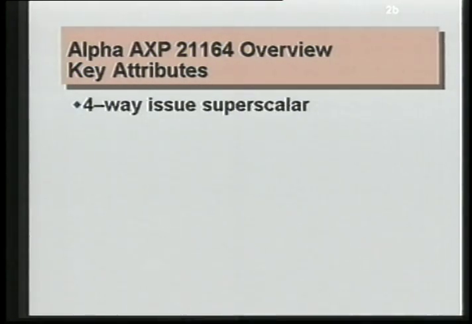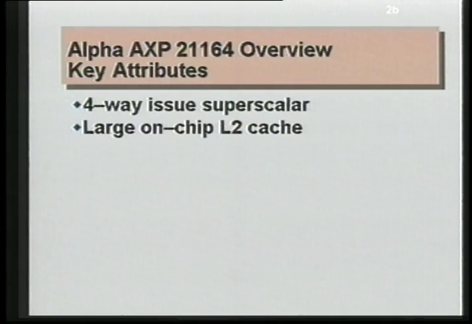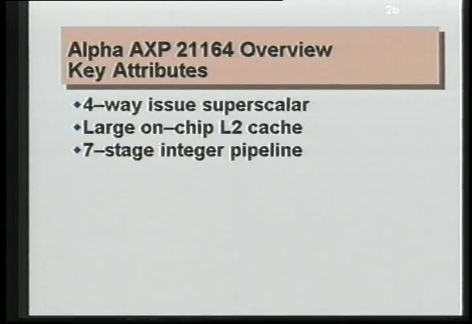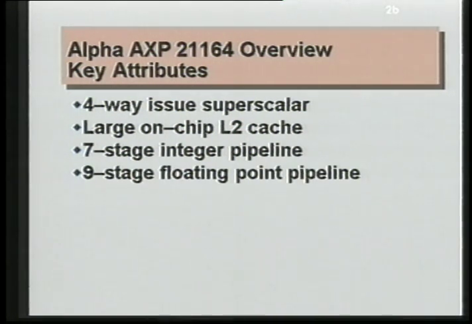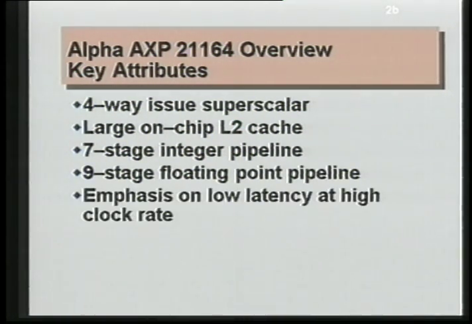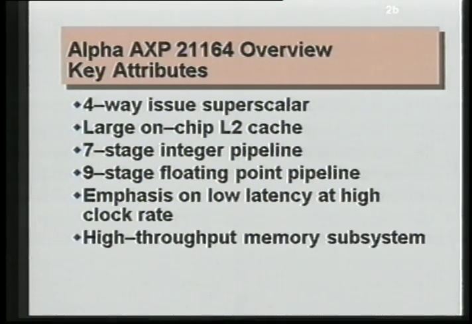It's a 4-way superscalar design with in-order issue and out-of-order completion. It has a large on-chip second-level write-back cache. The pipeline is 7 stages long for floating point instructions and 9 stages long for integer instructions. And the design is characterized by an emphasis on low operational latency with a very fast CPU clock rate. The superscalar execution core is supported by a high-throughput memory subsystem.